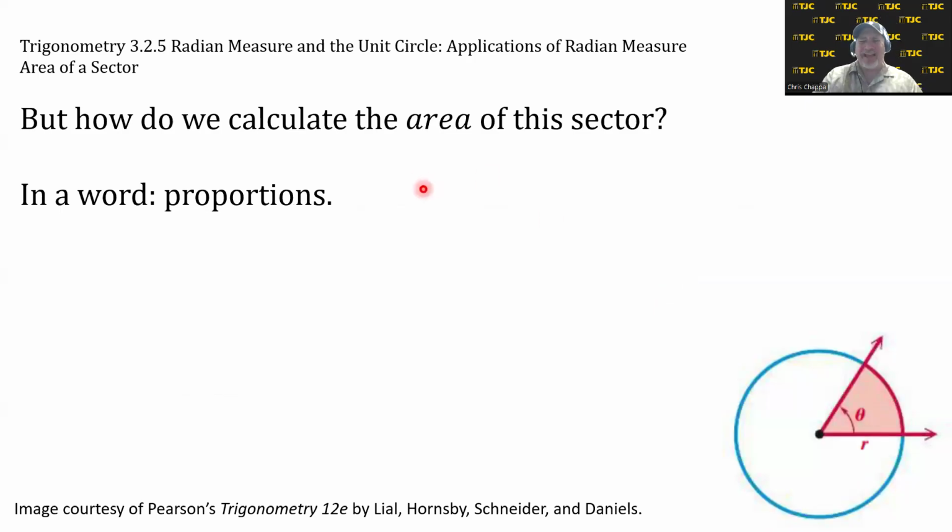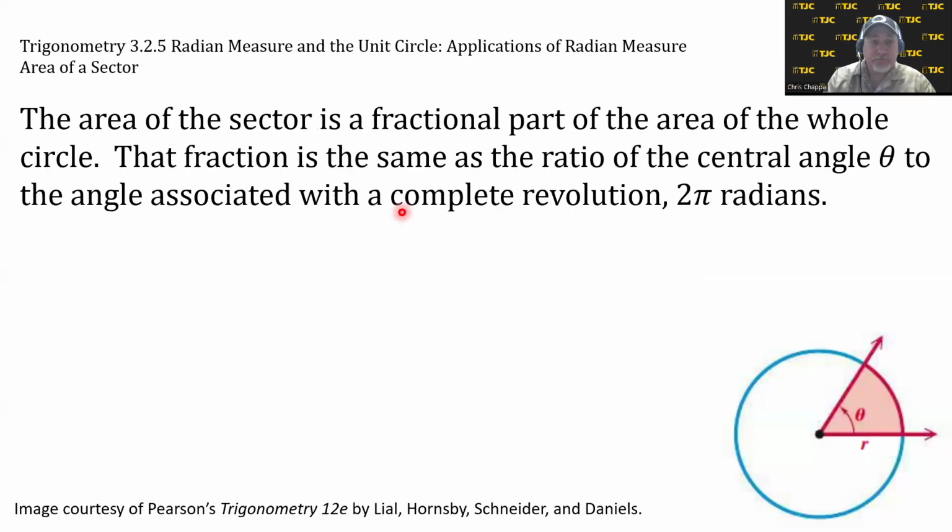But how do we calculate the area of this sector? In a word, proportions. The area of the sector, this pizza slice, is a fractional part of the area of the whole circle. That fraction is the same as the ratio of the central angle to an angle associated with the complete revolution, which is 2 pi radians. And we are going to be doing this in radians. If it were in degrees, we would say 360 degrees.